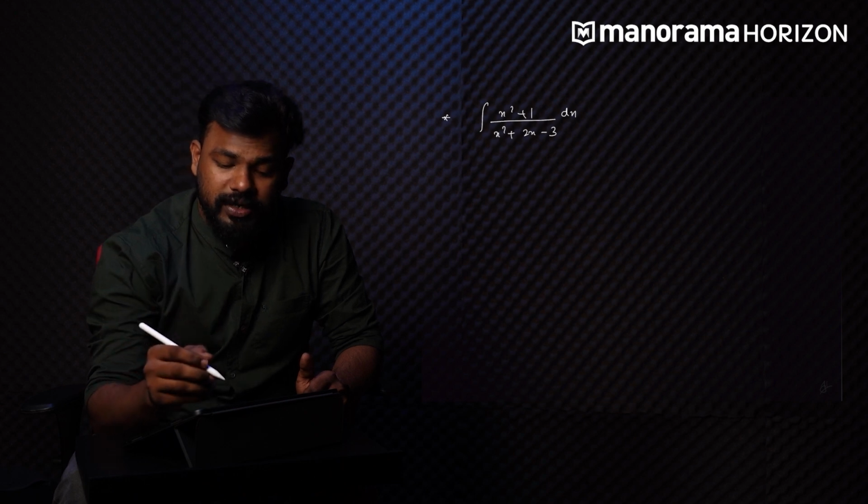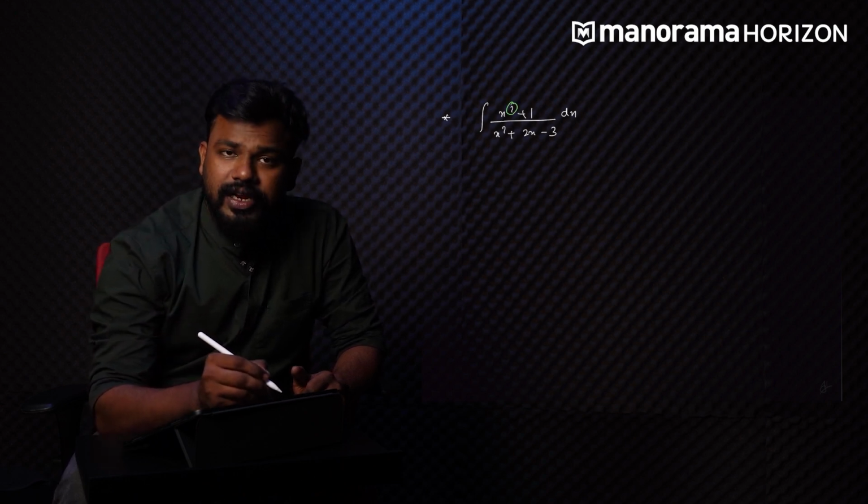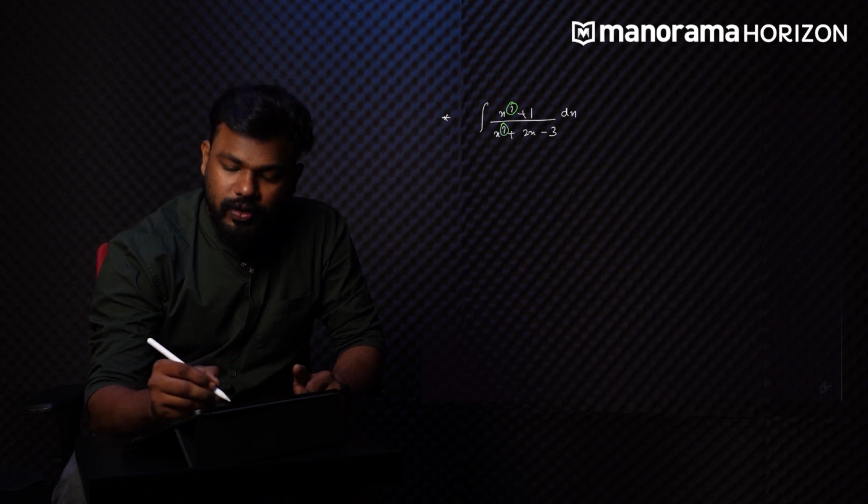So now here we have a question that is integral x square plus 1 by x square plus 2x minus 3 dx. So now you have to integrate this particular fraction. When you see this fraction, first, while doing partial fractions, you have to check for the degree of the numerator and denominator. Here the degree of numerator is 2, the denominator is also 2.